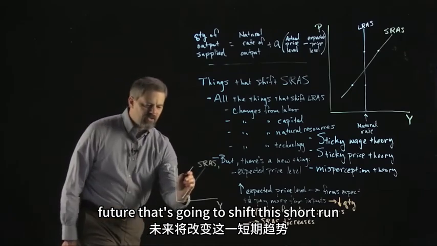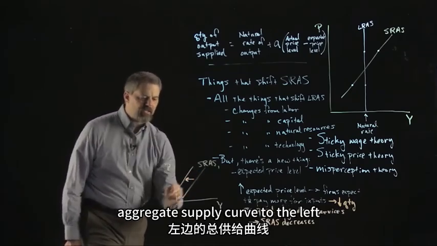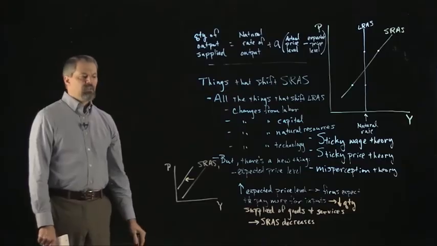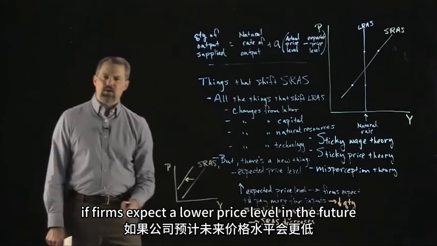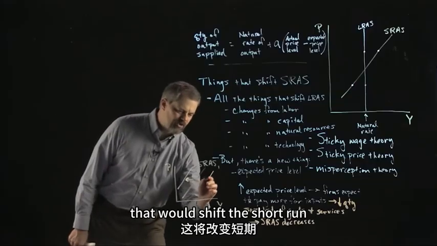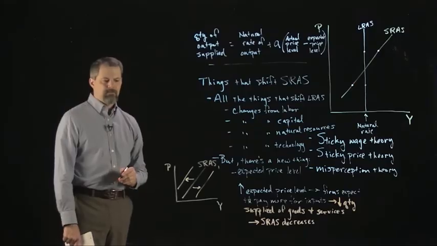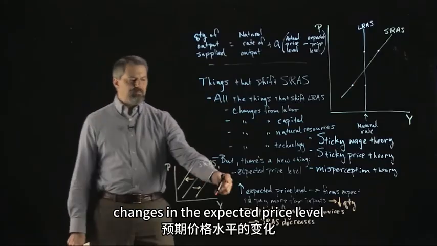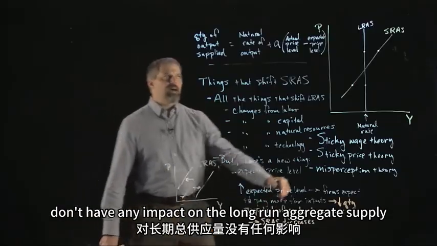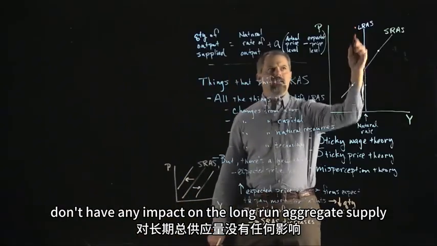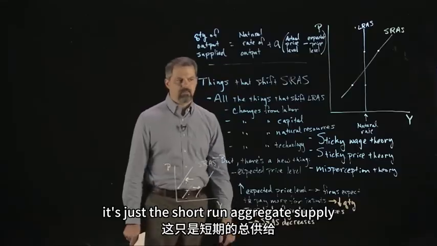future, that's going to shift the short-run aggregate supply curve to the left. If firms expect a lower price level in the future, that would shift the short-run aggregate supply curve to the right. Okay? Changes in the expected price level don't have any impact on the long-run aggregate supply. It's just the short-run aggregate supply.